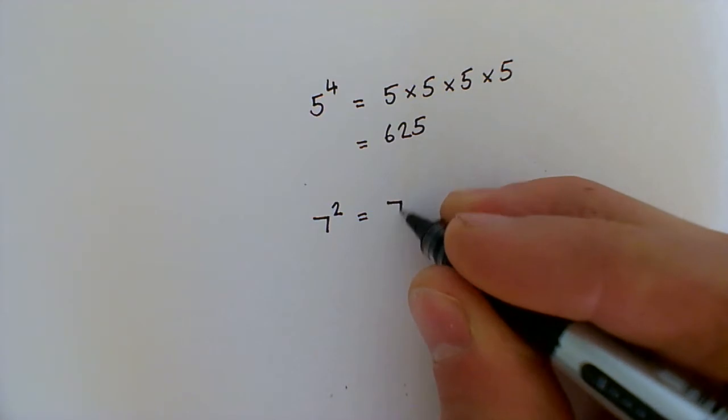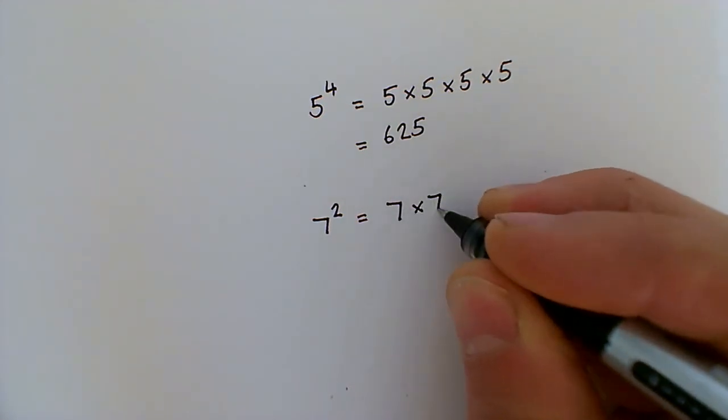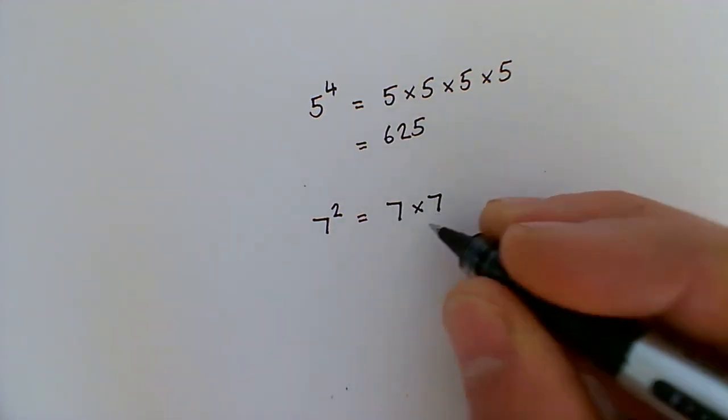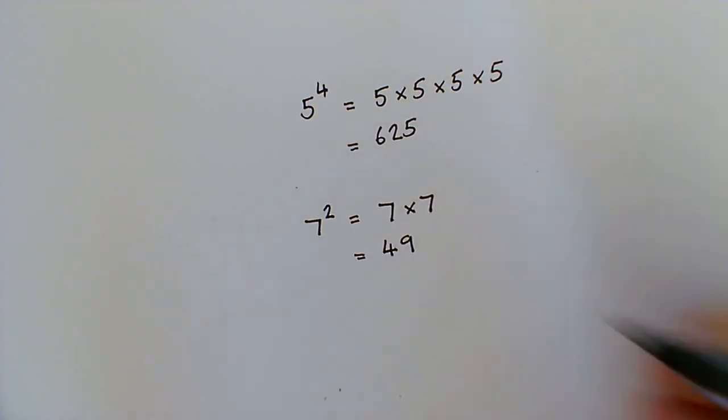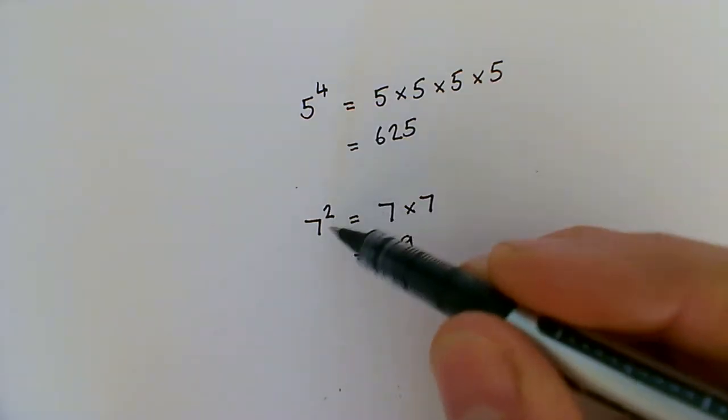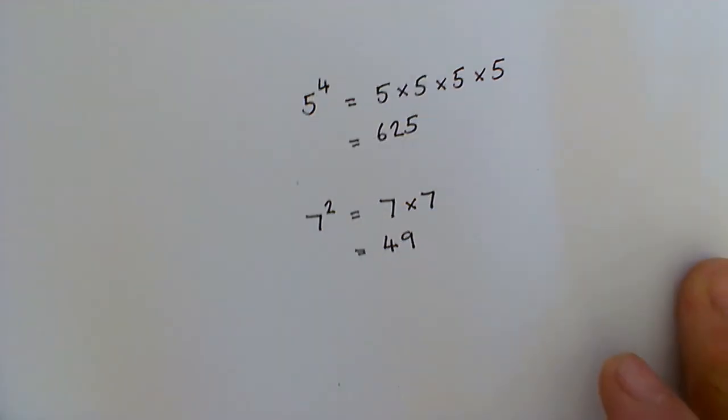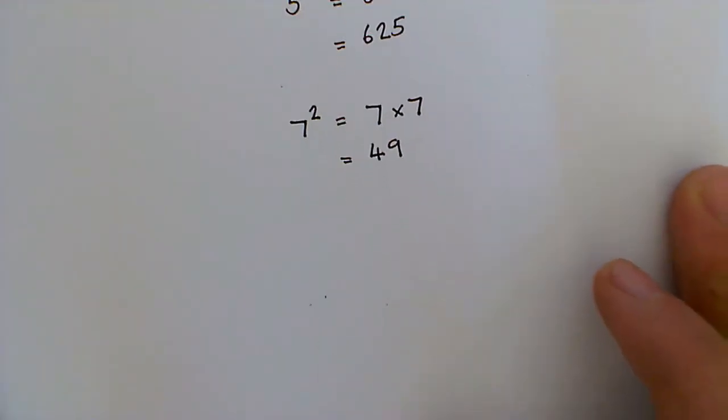Nice simple one that might be familiar. 7 squared means multiplying 7 together 2 times. And that gives 49. So again, that little 2, sometimes we call it specially squared rather than saying a power of 2.